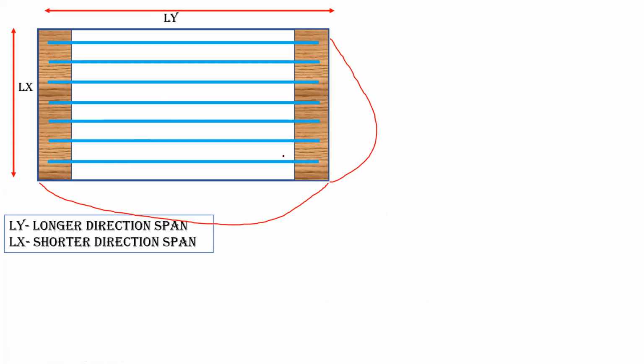That is why you can see the reinforcement provided parallel to that direction. That is along the Ly direction, which is the longer direction span. You can see the blue line, right? They are all the reinforcement that we are providing to stop that bending.